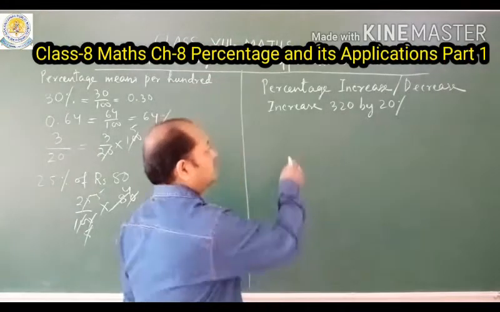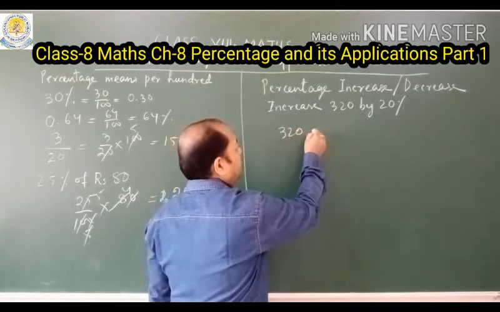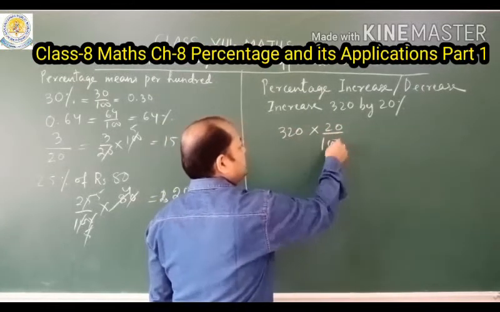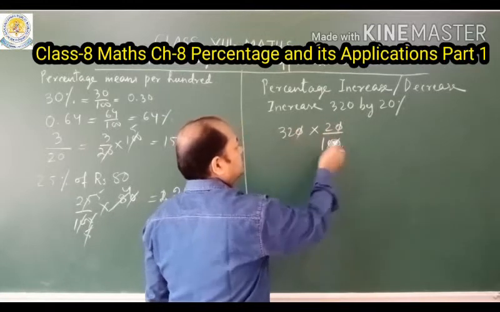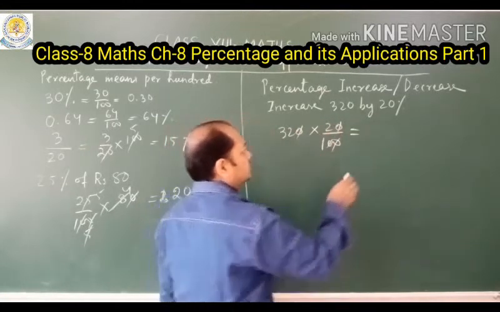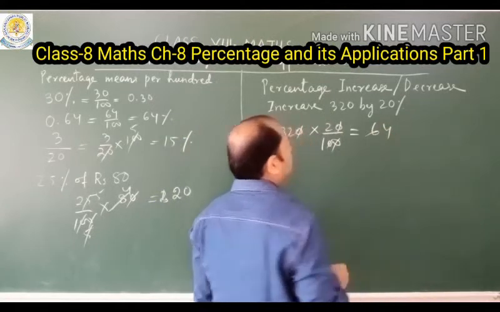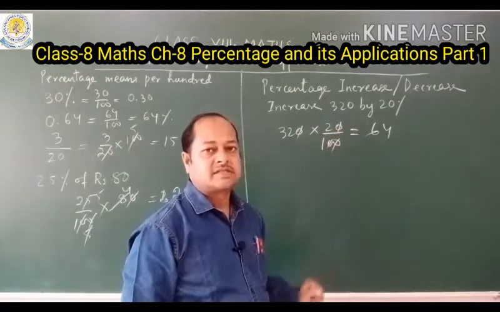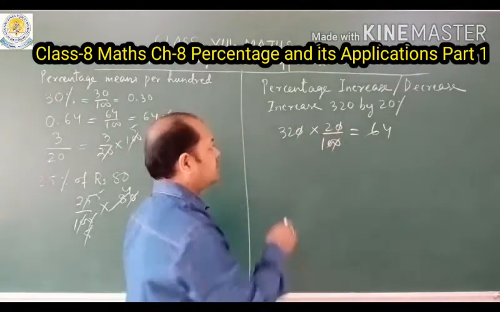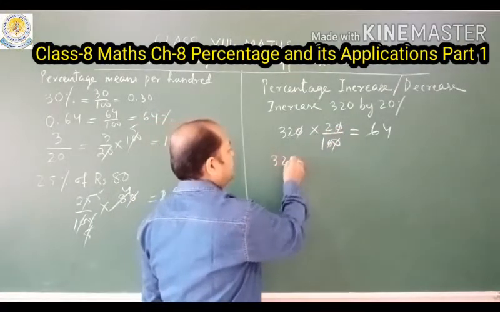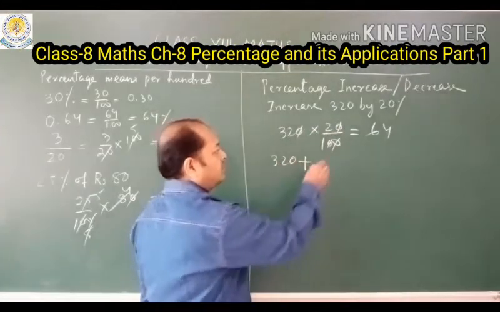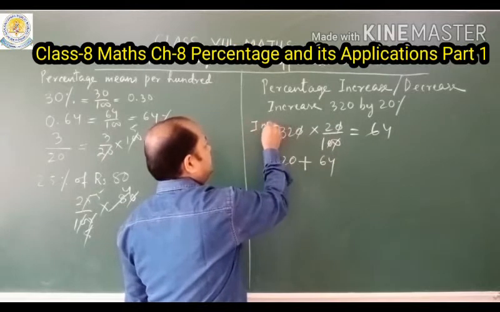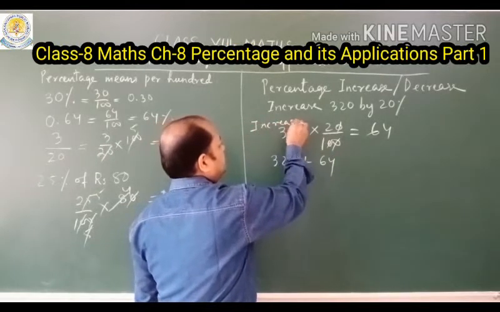So find out 320 of means into 20%. So here 0 can be cut, here 0 can be cut. So 32 into 2, how much? 2 twos are 4, 2 threes are 6. So you got 20% of 320 is 64. Now add this value 64. So 320 plus 64: this is the original value plus this is the increased value, that is 64.